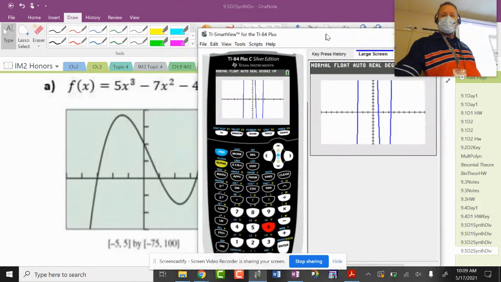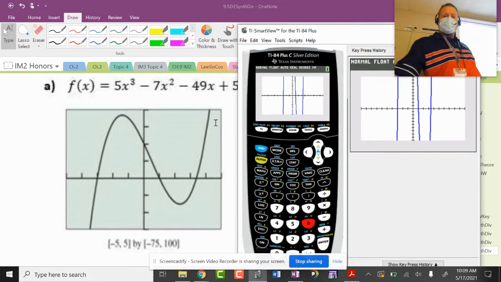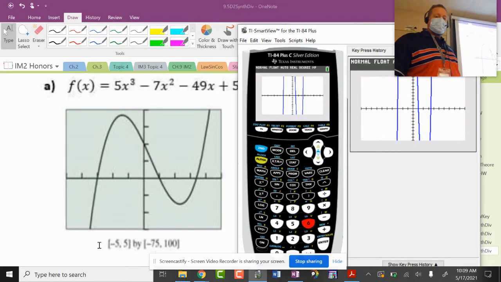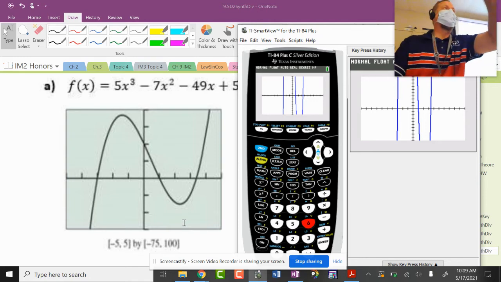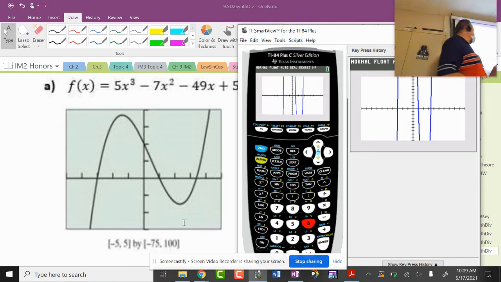That doesn't look like this. It's because you should look at the bottom. You know what this bottom represents? Starts with a W, W-I-N-D. Window, thank you. All right, the window that you should pick in order to get this picture to look like that. So those are the X values.